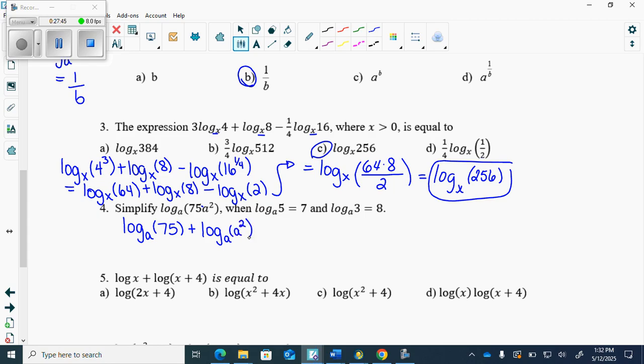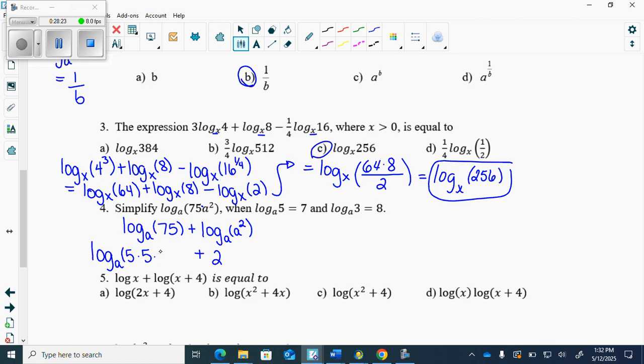What does this turn to? Log base A of A to the 2. That turns to a 2. And then, oh crap, I have a 75, but I need 5s and 3s instead. Is there any way I can turn 75 into 5s and 3s by multiplication? 5 times 5 times 3? Yes. So we get log base A of 5 times 5 times 3.